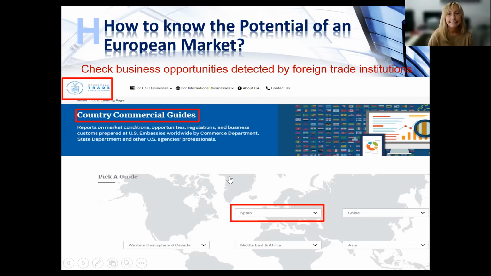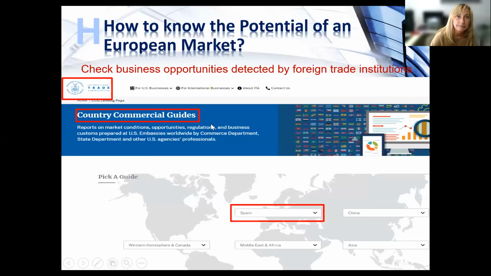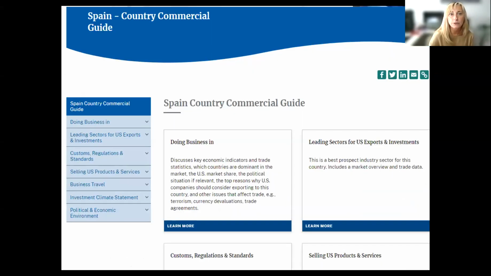Why do I say that this internet source of information is important? Because it has an amazing menu, as you can see on the left-hand side. So imagine that you are here. You go to export.gov. It's called trade.gov, as you can see here. You select Spain, the country that you want to export to.